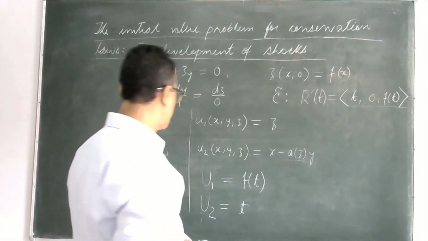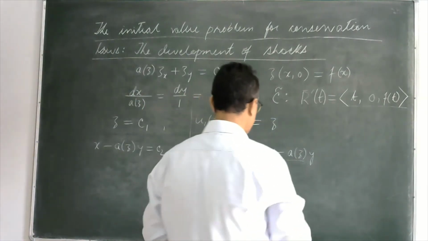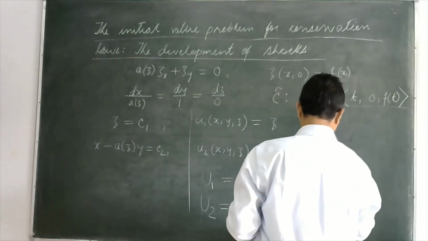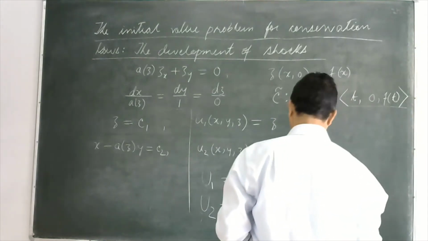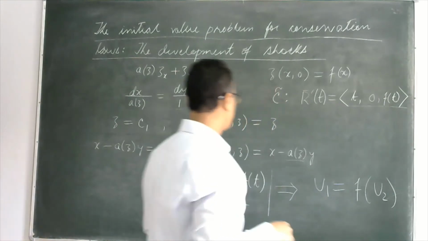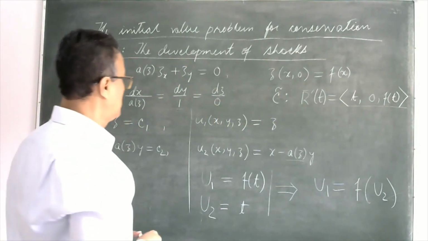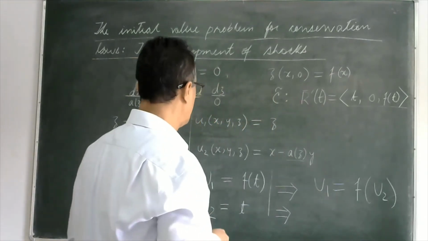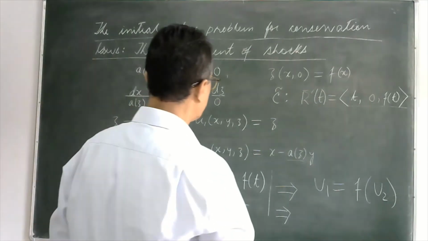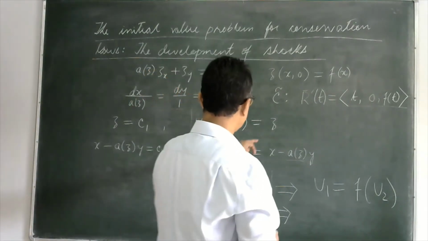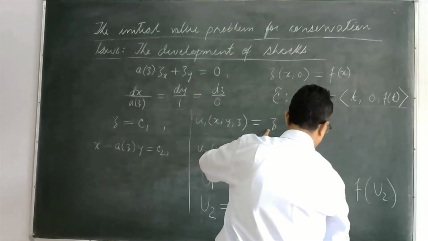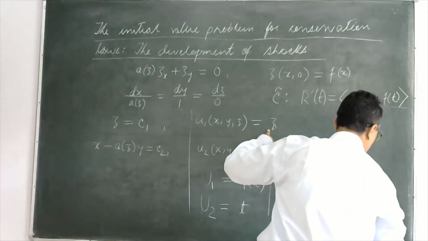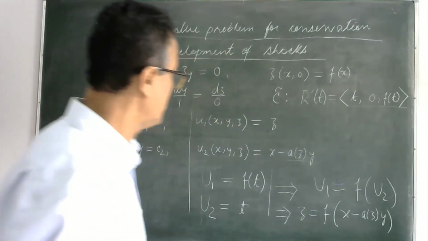And that gives me a functional relation from these two, and that is given by U1 equal to f of U2, right? And from here, I can get the solution in the form j equal to small f of x minus a z y. Is it okay with everybody?